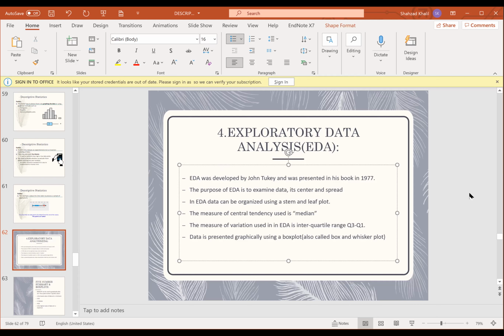The measure of central tendency used is the median. The measure of variation which is used is the interquartile range. And data is presented graphically using a box plot, which is also known as a box and whisker plot.